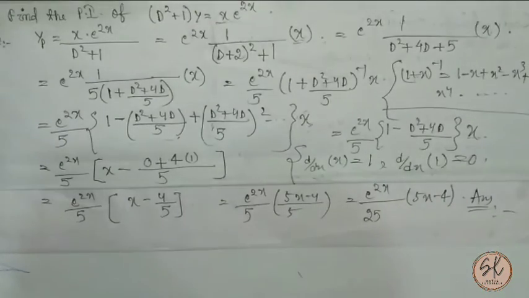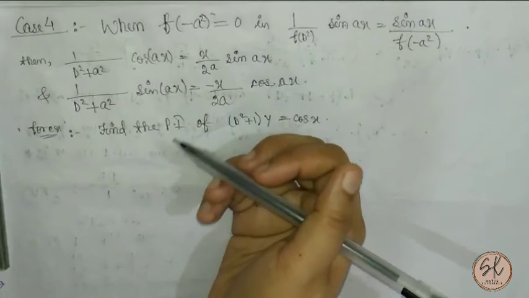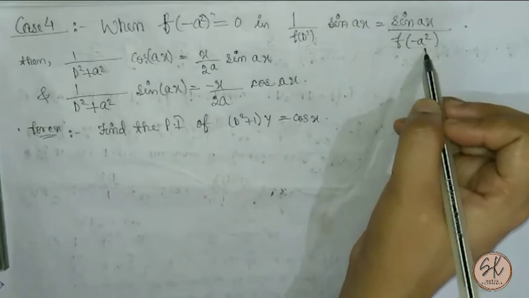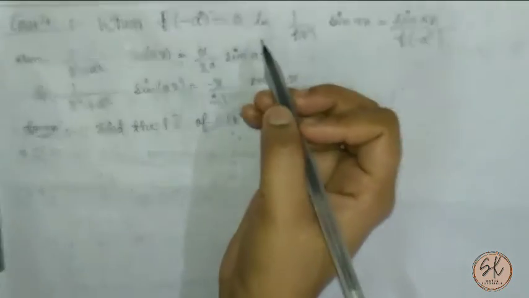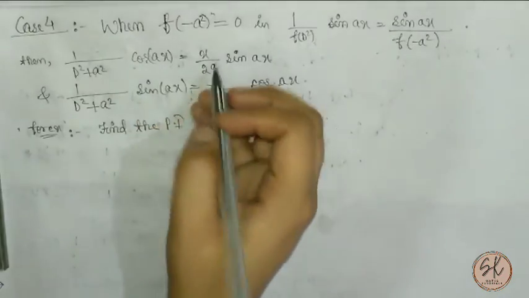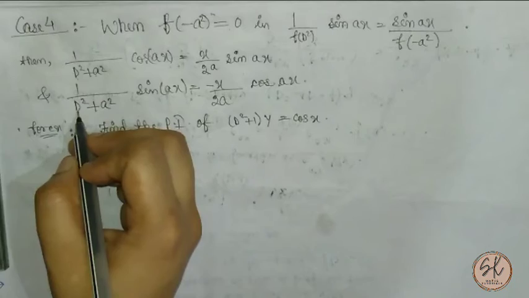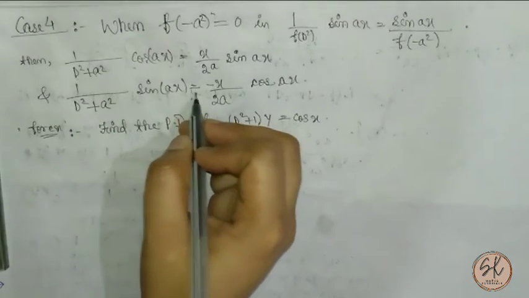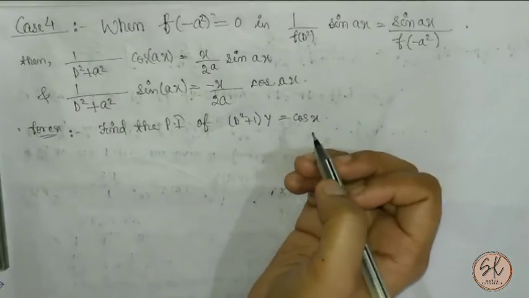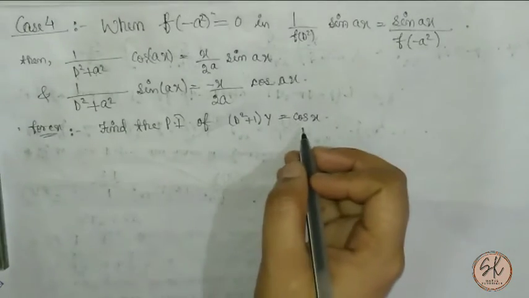So let us see the fourth case. The fourth case is when the denominator over here, that is f of minus a square, becomes 0. Then 1 by (d square plus a square) of cos ax becomes x by 2a sin ax, and 1 by (d square plus a square) of sin ax becomes minus x by 2a cos ax. Let us see this with the help of an example.